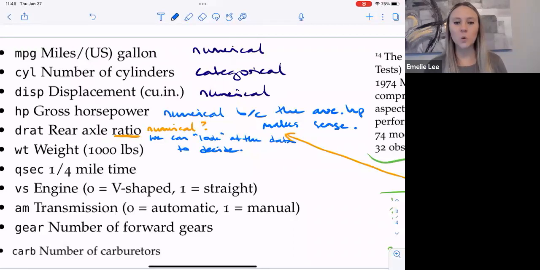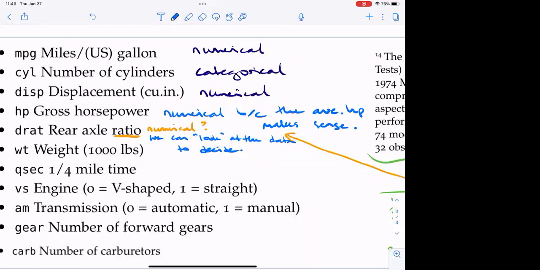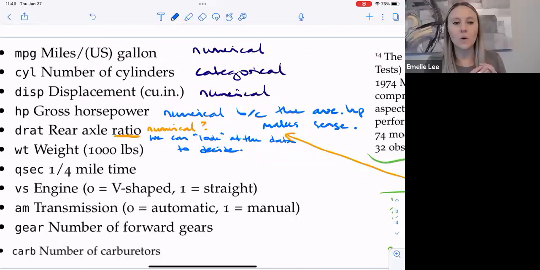Okay, so the question was about the number of cylinders. They're integers, right? 4, 6, 8. These are numbers, but this is going to happen a lot where we use numbers, but those numbers aren't always numerical. In this case, 4, 6, 8, those are categories.